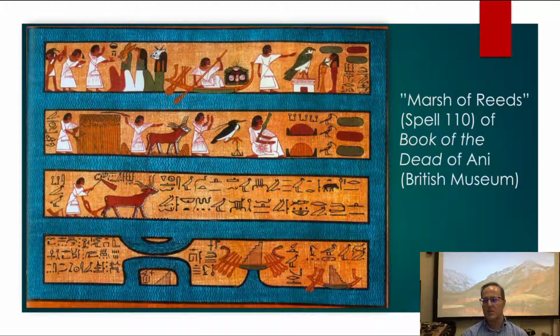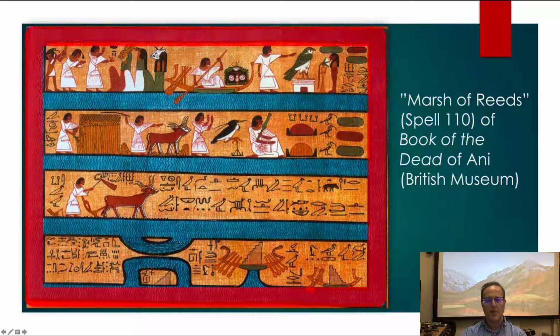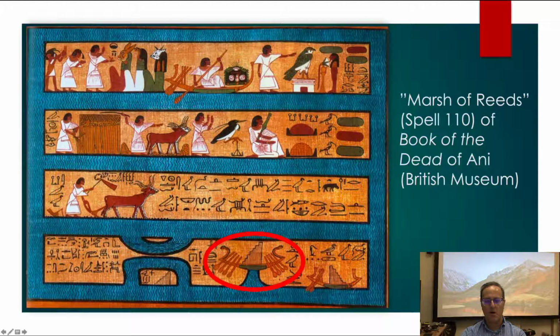Now we can see a beautiful depiction of spell number 110 in the Book of the Dead of Ani, which is in the British Museum. So you see the whole paradise is surrounded by this ocean, the Sea of the Gods. And you arrive in this paradise on the bark of Ra. Here's the boat arriving at the inlet.